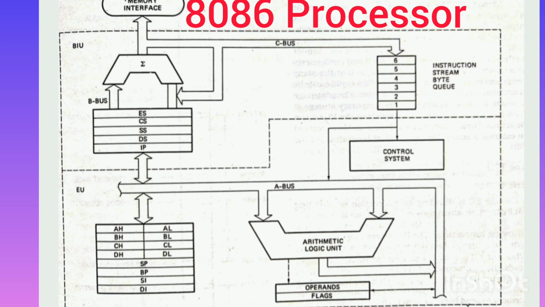Execution unit. Look at internal block diagram of 8086 processor. The execution unit has 8 general purpose registers which are AH, AL, BH, BL, CH, CL, DH and DL. These registers are capable of storing 8-bit data. The AL register is also called the accumulator. It has a special feature that the other general purpose registers do not have.